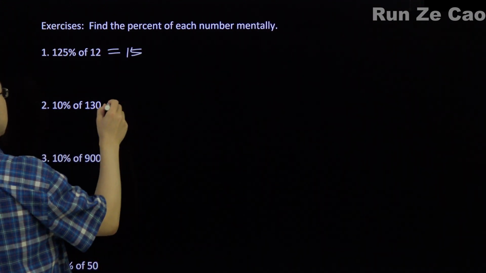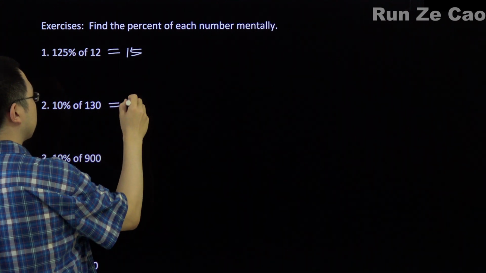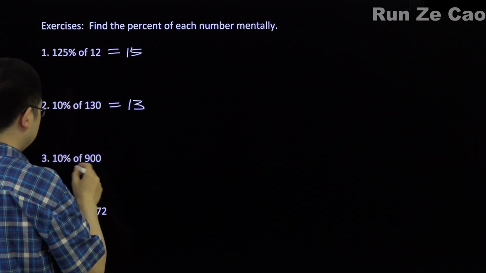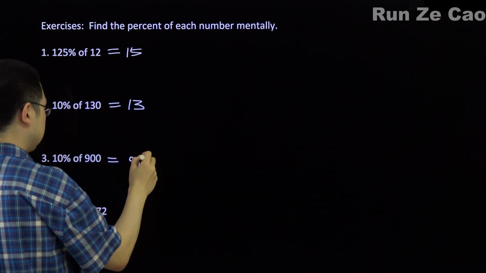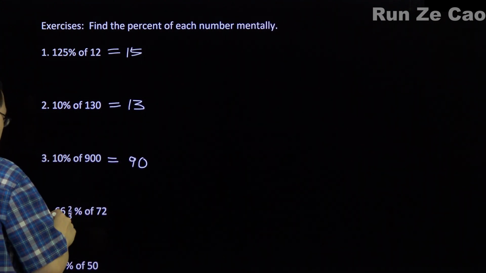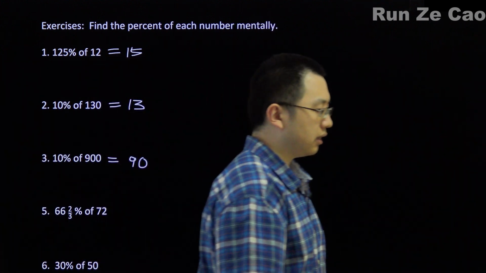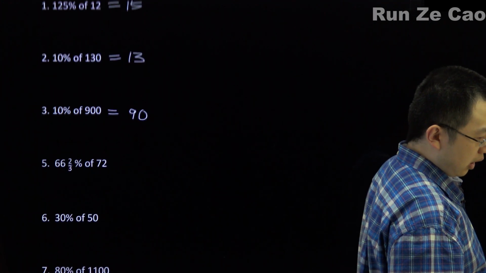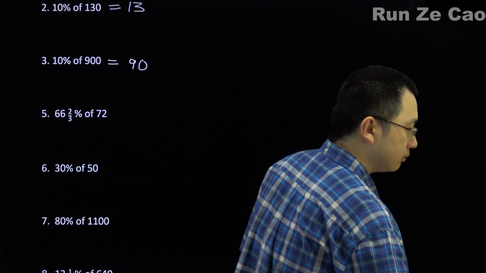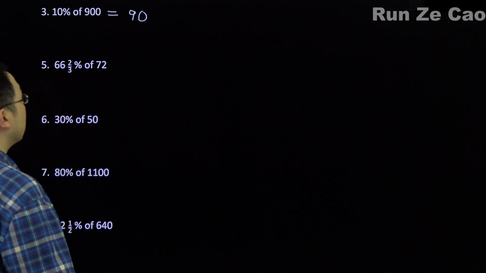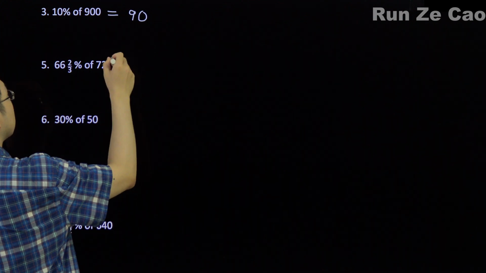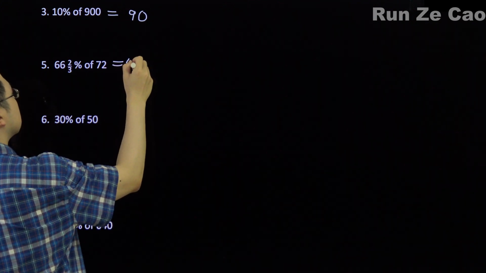10% of 130, that's 1/10 of 130, so it's 13. 10% of 900, that's 1/10 of 900, so that's 90. 66 and 2/3%, so 2/3 overall, of 72. 72 divided by 3 equals 24, times 2 is 48.